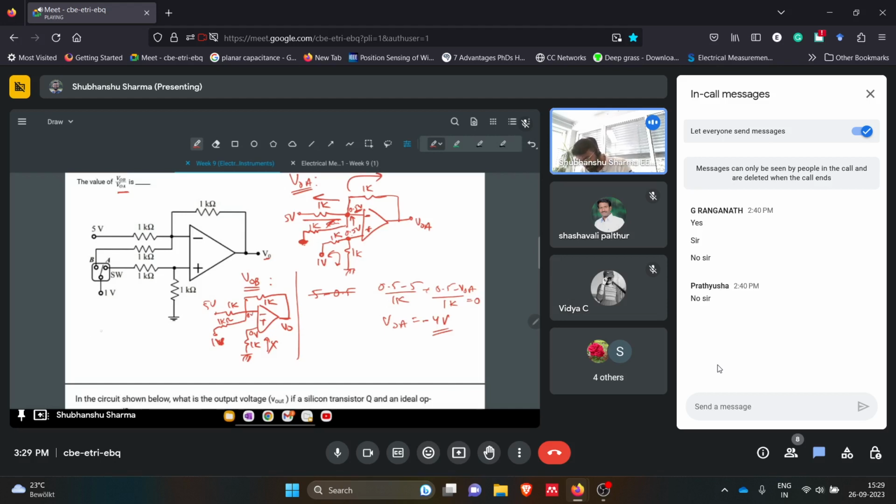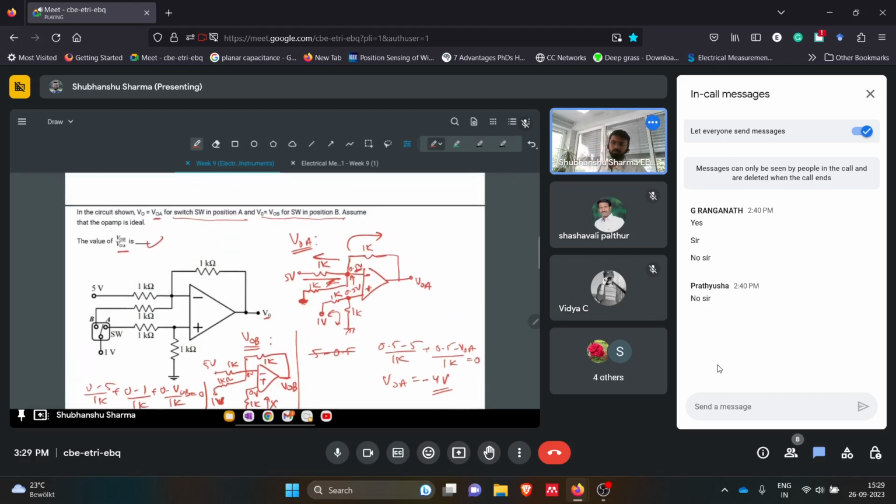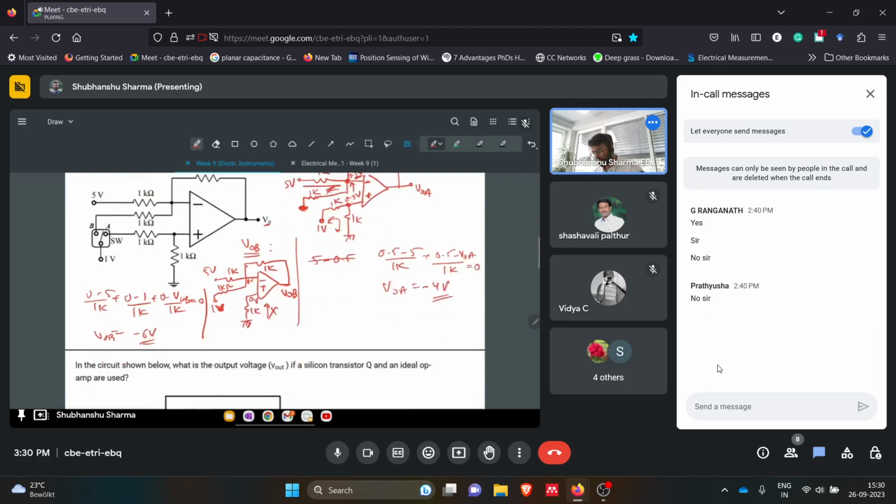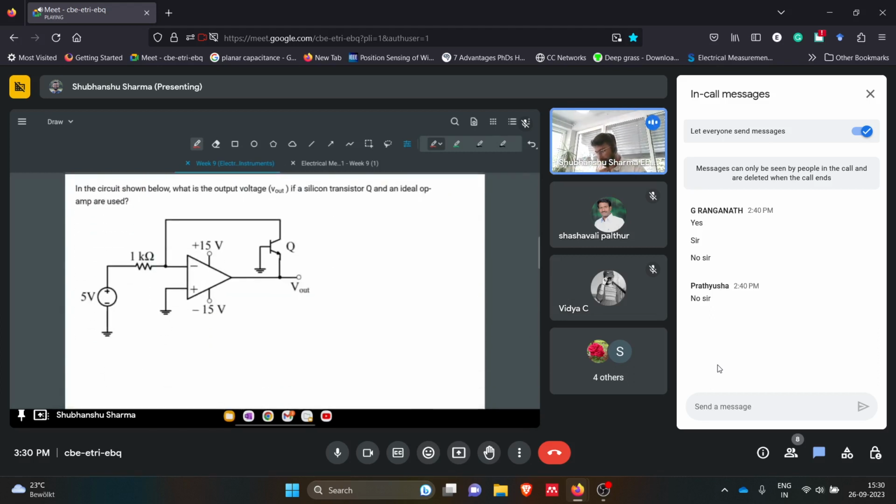Then it's easy. (0 minus 5) by 1k plus (0 minus 1) by 1k plus (0 minus V naught) by 1k equals 0. So this is V naught B, and V naught B will be minus 6. Then you can calculate this ratio. Simple. Nothing complicated in this question. So let's see the next question.